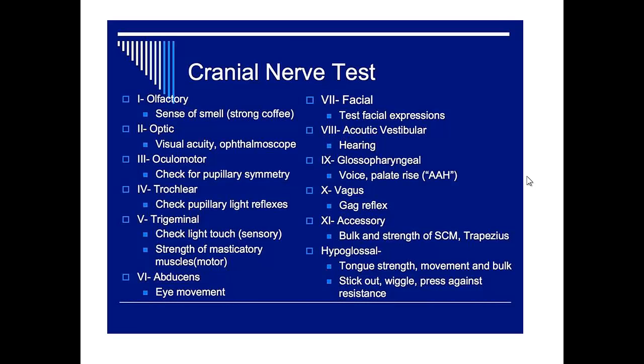This chart shows you how to test for each cranial nerve. Now, you should have had this, or maybe you will get this in your physical diagnosis class. So we're not going to go into this as deeply as they might in another class. But I want you to become familiar with this.